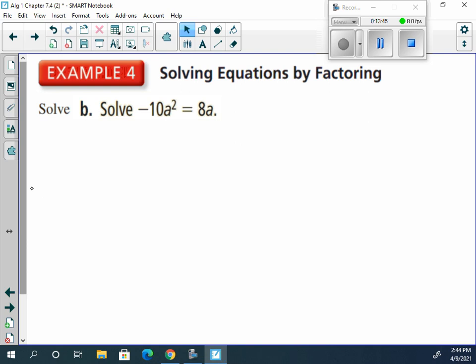So when we look at this here, well, it's not equal to 0, correct? So it'd be nice if it is, and we need to make it equal to 0. Now there's one of two things that we can do. We can either move the 10a squared over to the 8a, or we can move the 8a over to the 10a squared. Which direction do y'all want to move?